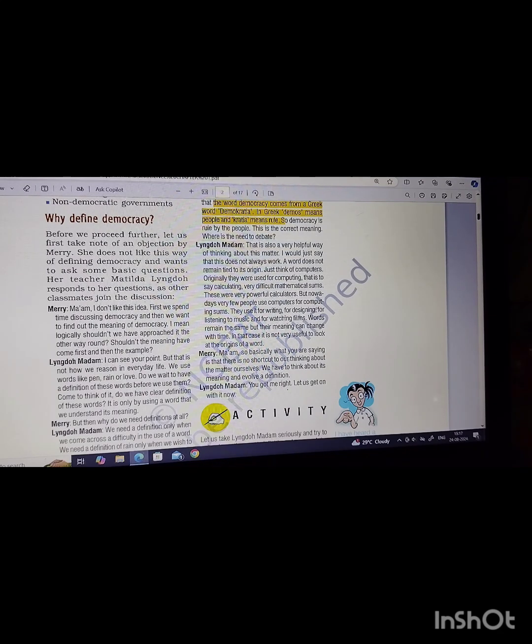Mary, ma'am, so basically what you are saying is that there is no shortcut to our thinking about the matter ourselves. We have to think about its meaning and evolve a definition. Lindo madam, you got me right. Let us get on with it now.